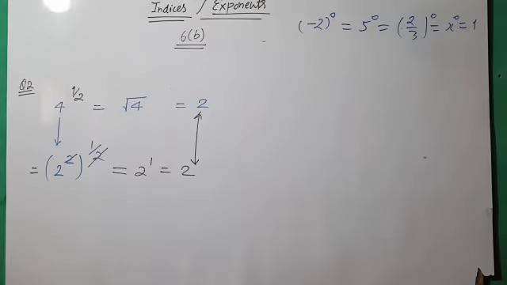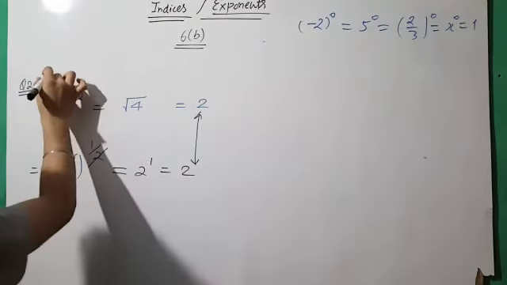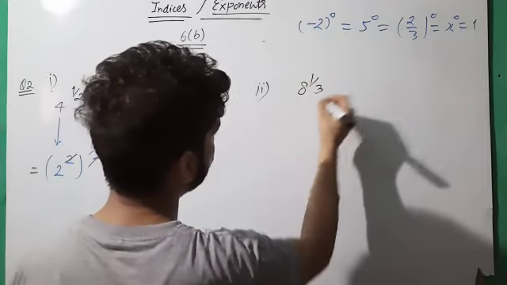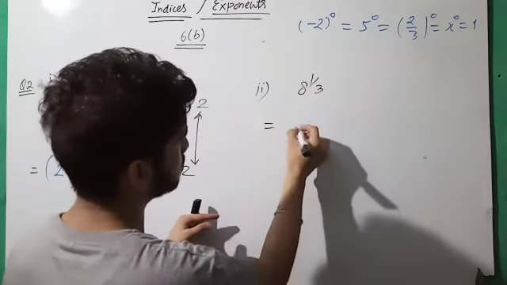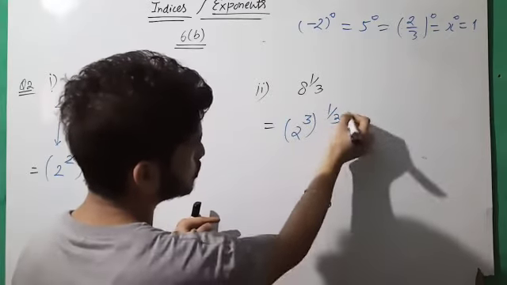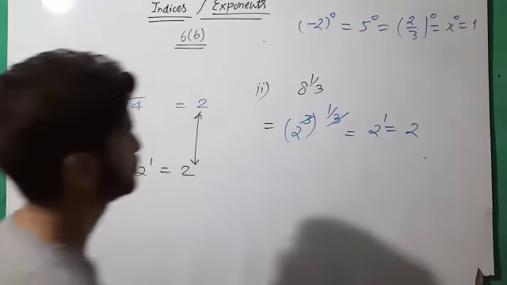Now the second part is 8 to the power 1 by 3. We know 8 is 2 to the power 3, so 2 to the power 3 to the power 1 by 3. So 3 cancels with this, and our answer is again 2 to the power 1, that is 2.